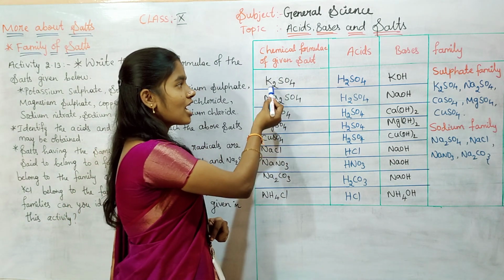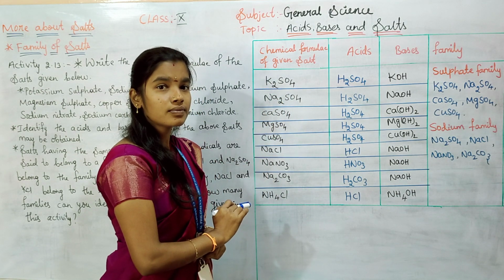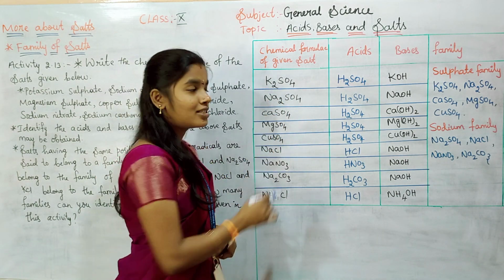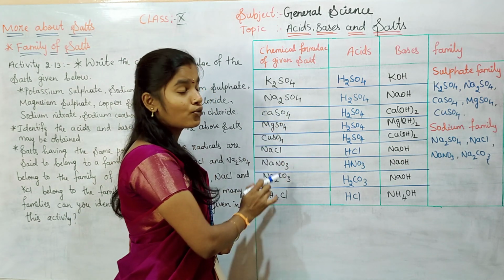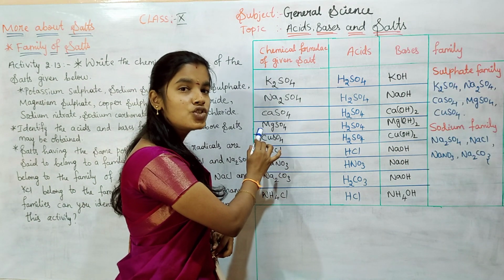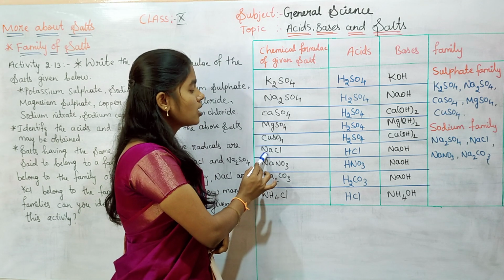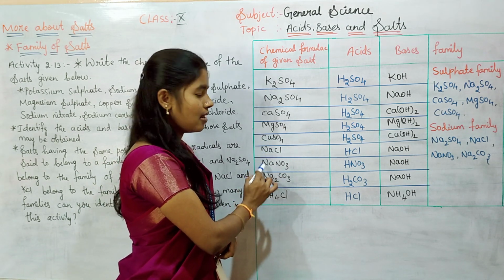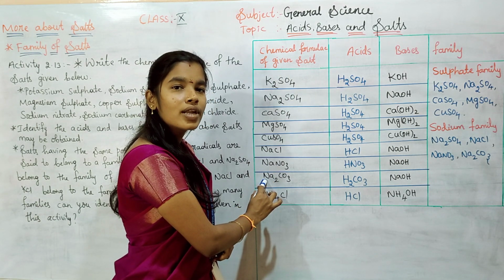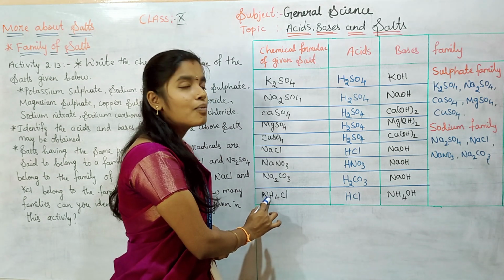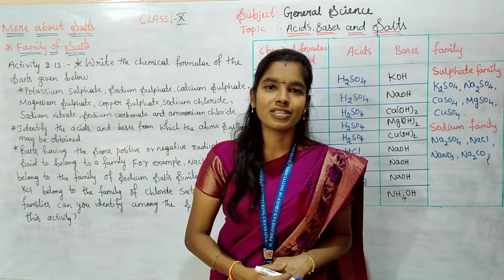So first one is what? Potassium sulfate. Chemical formula what? K2SO4. And second one, sodium sulfate, Na2SO4. Calcium sulfate, CaSO4. Magnesium sulfate, MgSO4. Copper sulfate, CuSO4. Sodium chloride, NaCl. Sodium nitrate, NaNO3. Sodium carbonate, Na2CO3. Ammonium chloride, NH4Cl. So first step, we have written the chemical formula for the given salt.